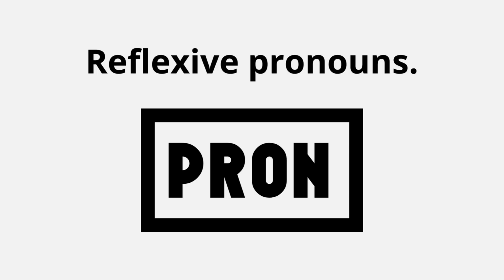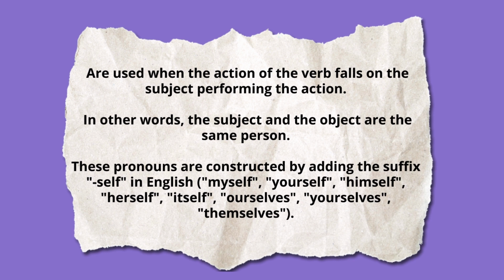Reflexive pronouns are used when the action of the verb falls on the subject performing the action. In other words, the subject and the object are the same person. These pronouns are constructed by adding the suffix self. In English: myself, yourself, himself, herself, itself, ourselves, yourselves, themselves.